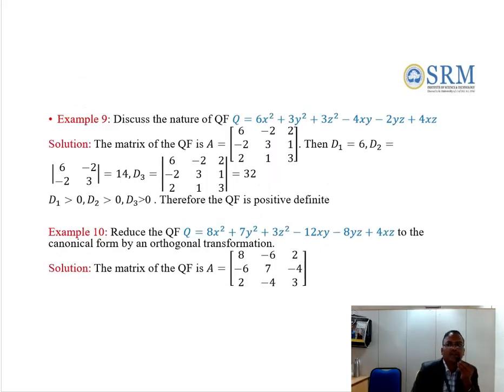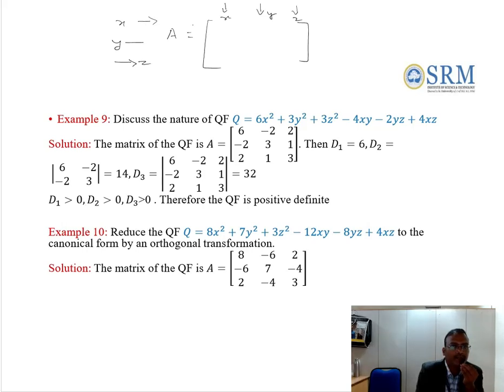Okay, now let us discuss the nature of the quadratic form given by Q equal to 6x square plus 3y square plus 3z square minus 4xy minus 2yz plus 4xz. First we have to find the matrix of the quadratic form. As I said, A is a real symmetric matrix. First we place the diagonal entries. Here the first row is for x, the second row for y, the third row for z. Similarly, the first column is for x, the second column for y, the third column for z.